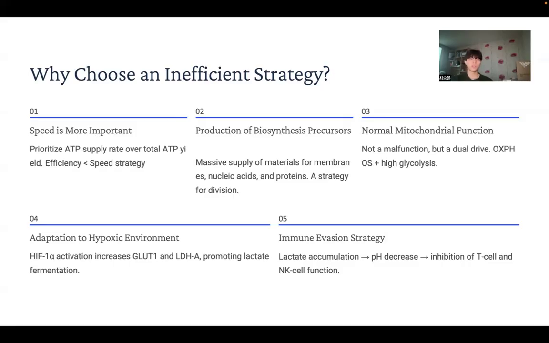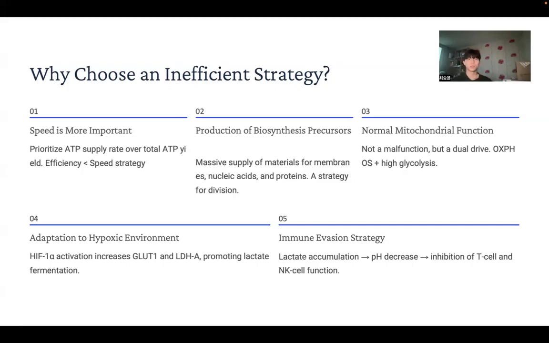So, why do cancer cells intentionally choose a less efficient metabolic pathway? Here are the five major strategic advantages. First, ATP speed matters more than ATP efficiency. Mitochondrial ATP production is efficient but slow. Glycolysis, however, generates ATP extremely quickly, which supports the rapid cell division rate of cancer cells.